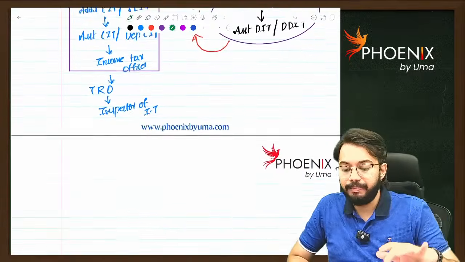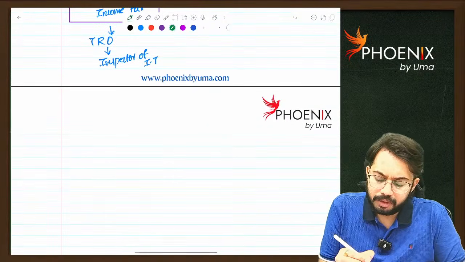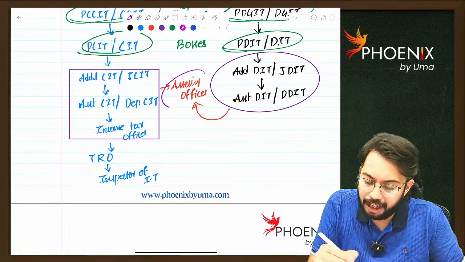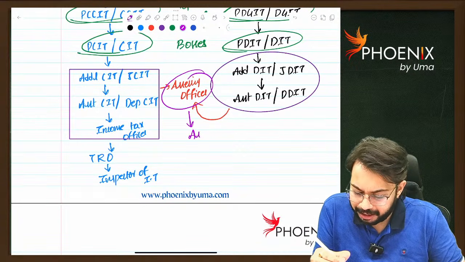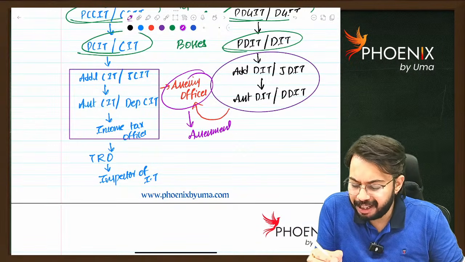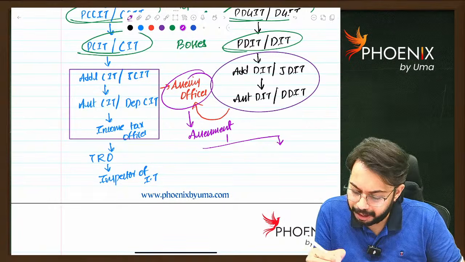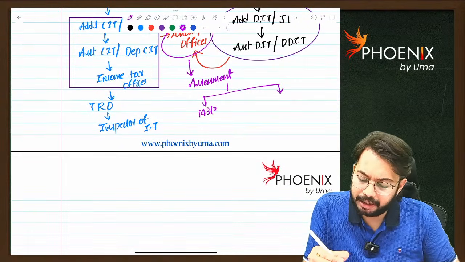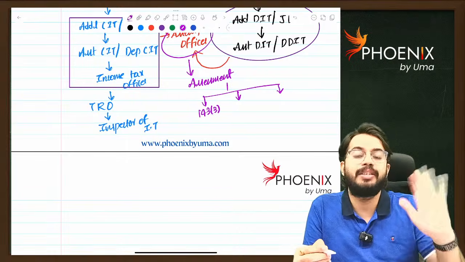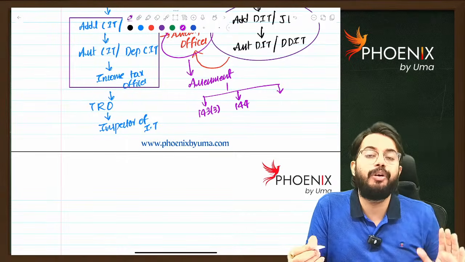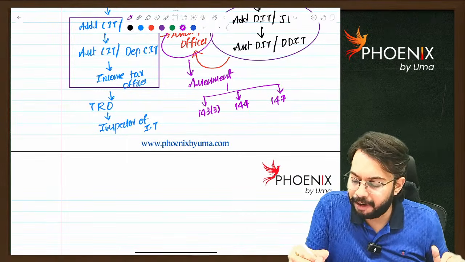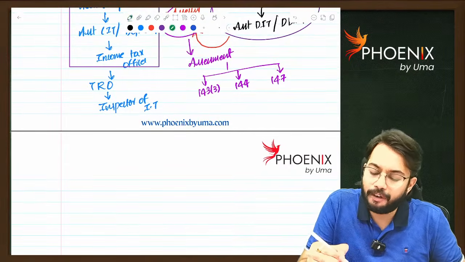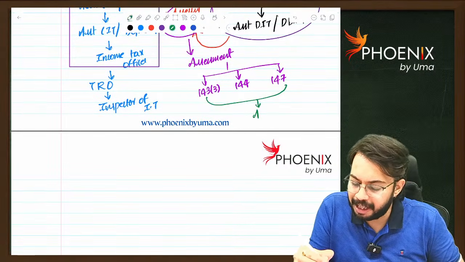See, what will the assessing officer do? The assessing officer will do assessment. There are basically three types of assessment. There is 143(3) scrutiny assessment, also called regular assessment. 144 best judgment assessment. 147 income escaping assessment. After doing this assessment, they will pass the assessment order.